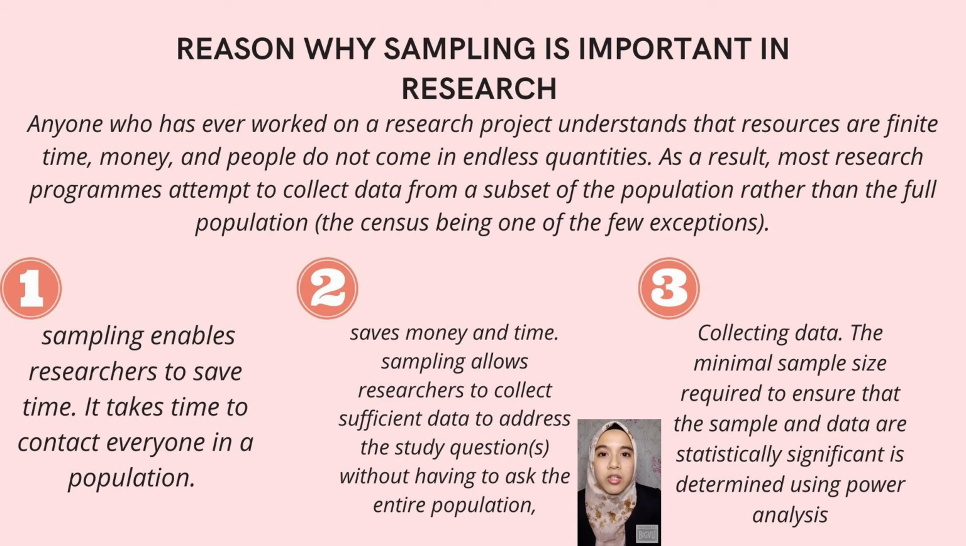So the last one is collecting data. The minimal sample size required to ensure that the sample data are statistically significant is determined using power analysis, to guarantee that there is no bias and that the complete population is appropriately represented in the sample. Random sampling is essential. It's worth noting that for random sampling to function, the sample must come from a non-polluted population, with every person or object being chosen at random.